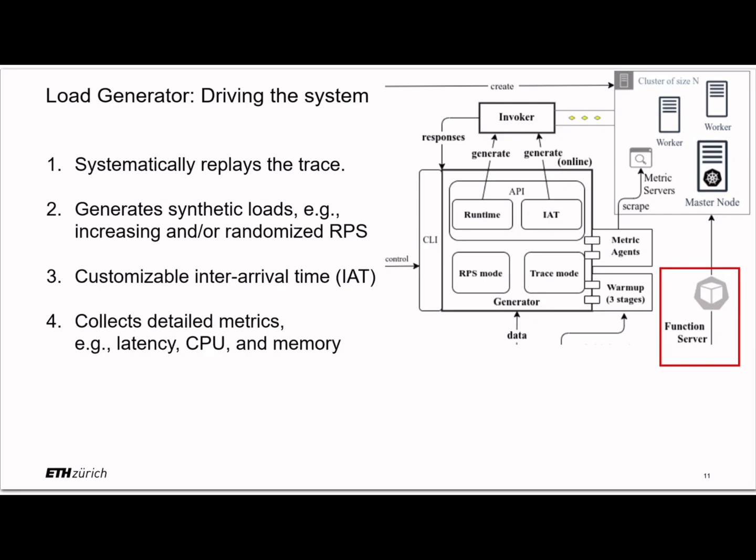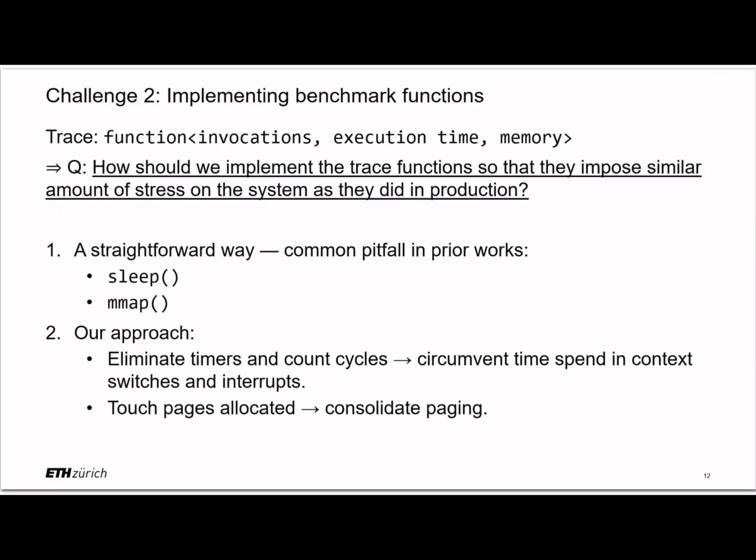And one technicality here is that it turns out the implementation of the functions is quite crucial. So we have been talking about serverless functions, but how should we implement those benchmark functions? So we have information from the trace, how many invocations each function has in a period of time, and the execution time, also the memory. The question here is how should we implement the trace function so that they impose similar stress on the system as they did in the original production? One straightforward way to do so is, we do a sleep for consuming service time, and we just do a system call for allocating memory. And we demonstrate that this is problematic.